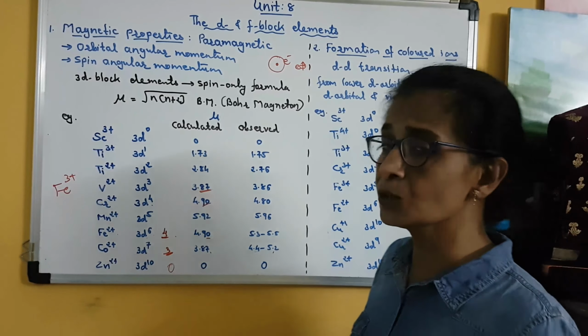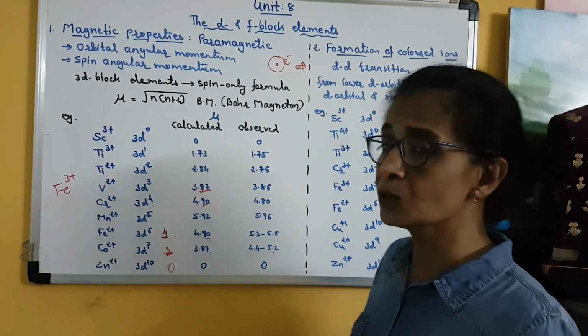One more thing you can realize from this table: if the d orbital is vacant, then the magnetic moment is 0. If the d orbital is complete, then also the magnetic moment is 0. Clear? So these are the tricks. 0 electrons, 0 unpaired electrons means 0 magnetic moment. All d orbitals completely filled by 10 electrons, then also 0 magnetic moment, because the number of unpaired electrons is 0. Got it? Okay. And the remaining you can calculate if you know the atomic number.